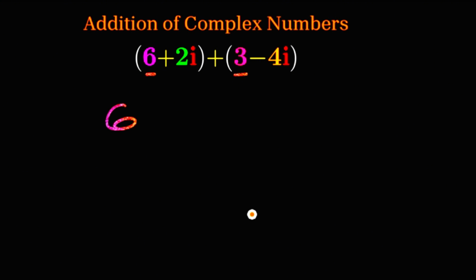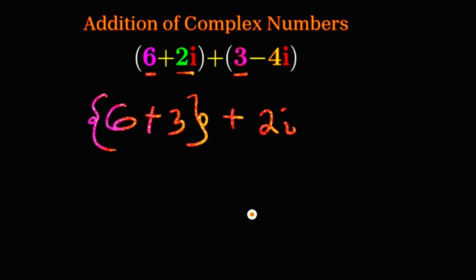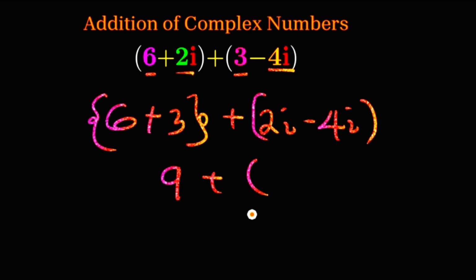So for the real parts, we have 6 plus 3, and then we also do the same to the imaginary parts, that is 2i and negative 4i. So here we're going to have 9 plus, here we're going to have 2i minus 4i, that is minus 2i, so that our complex number is 9 minus 2i.